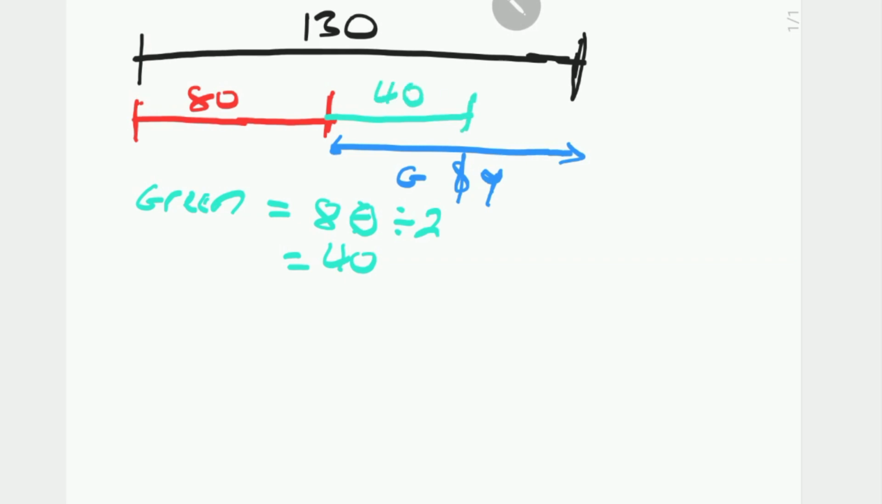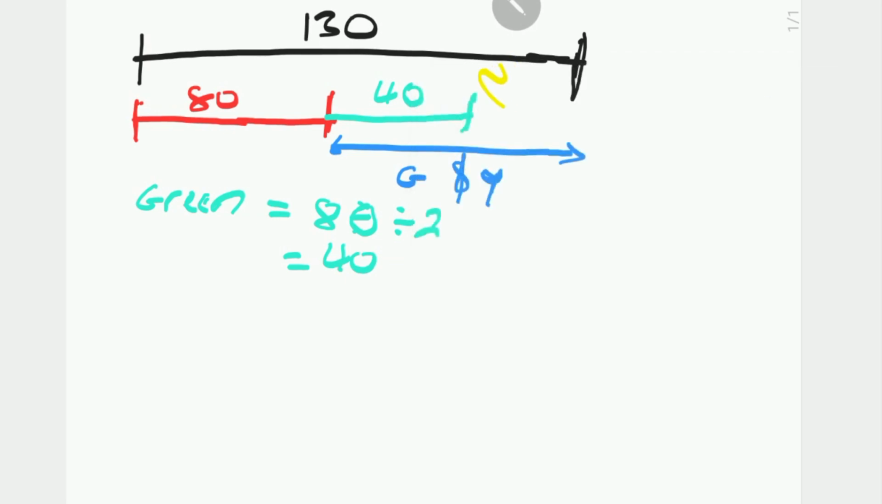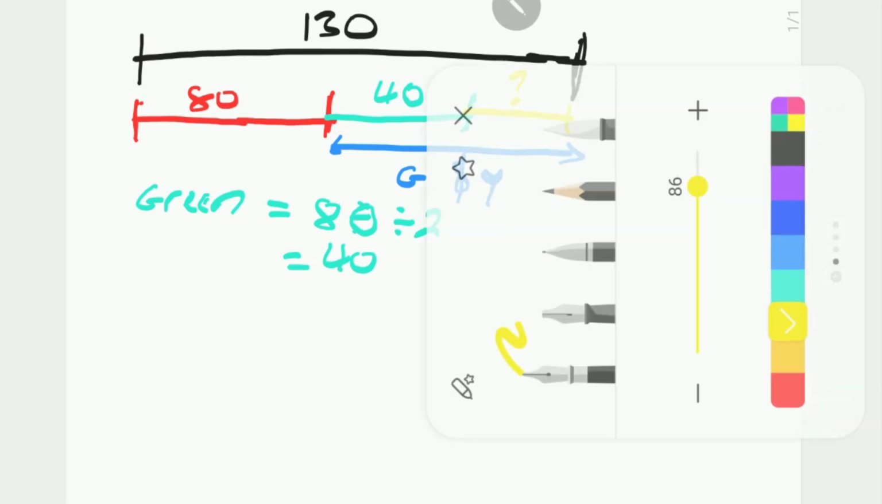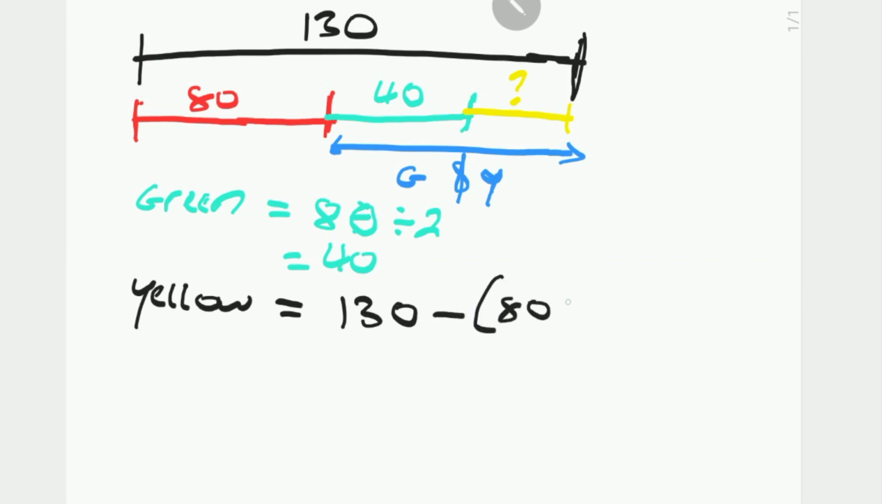So this part is 40. Then the rest is yellow. So from here is yellow, which we don't know. But we know that the whole part is 130. And if that's the case, then yellow could be defined as what?